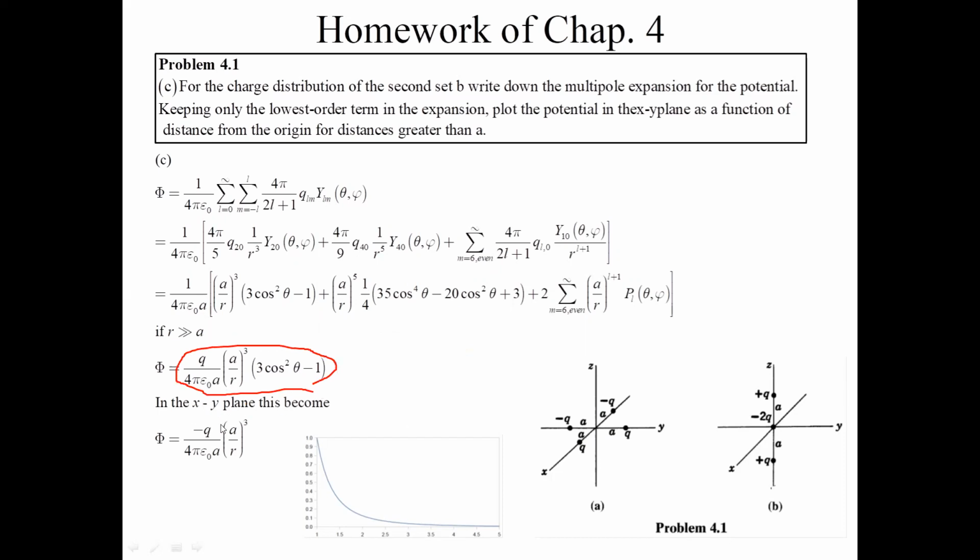And in the xy plane, which is when theta is equal to pi over 2, this term will vanish. Then the potential will become this. And so we can easily plot the figure of the potential as a function of r. Okay.